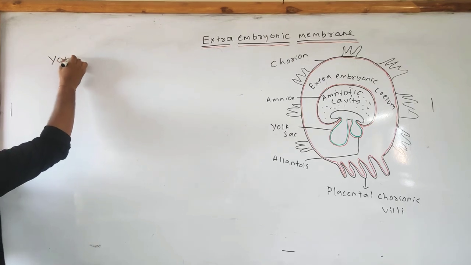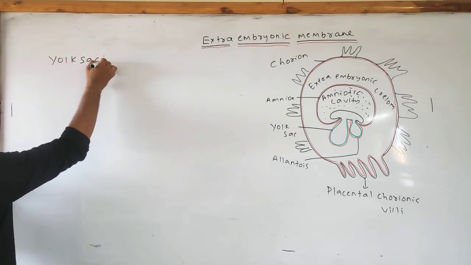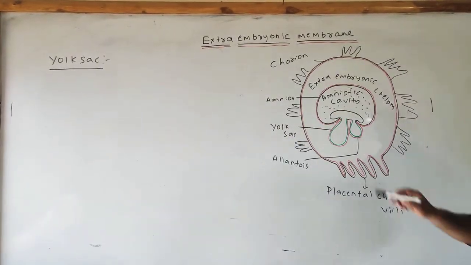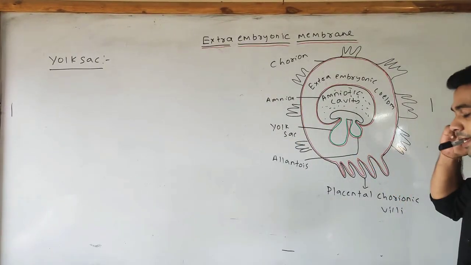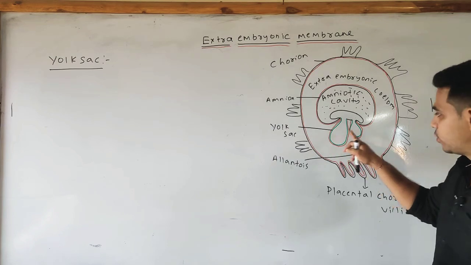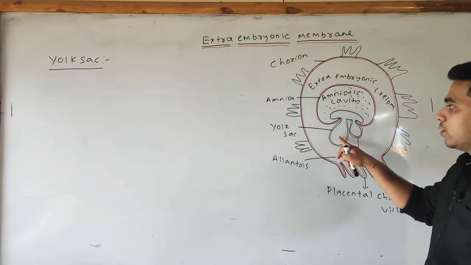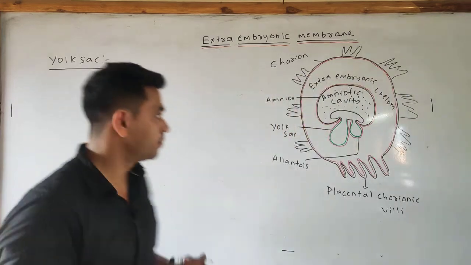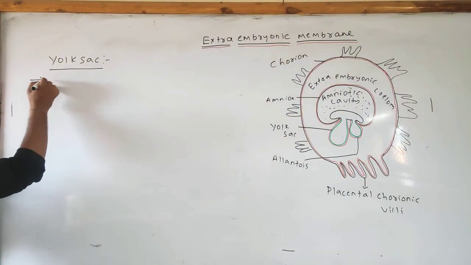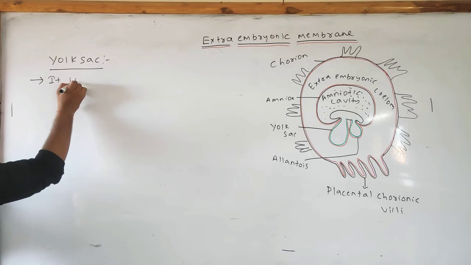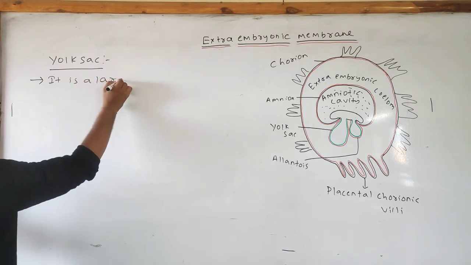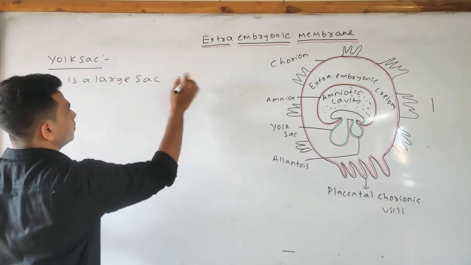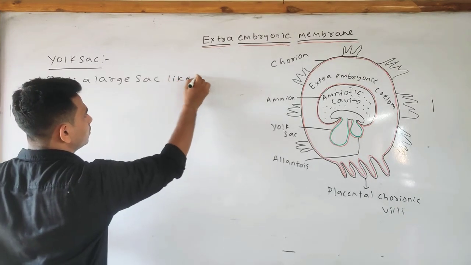Your last extra embryonic membrane is the yolk sac. Okay. Yolk sac. It is a large sac-like structure. Allantois was your small sac-like structure, whereas the yolk sac is a large sac-like structure. First point, it is a large sac or pouch-like structure.